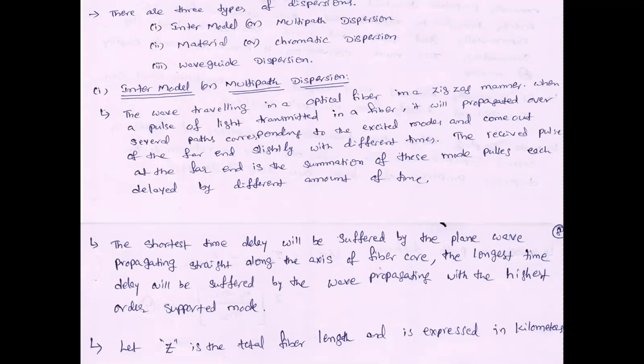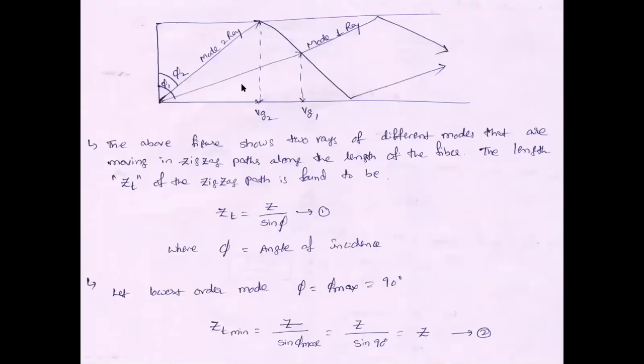So we have to assume that capital Z is the total length of the fiber in kilometers. Suppose this is the optical fiber cable core. Suppose a signal goes in a straight line, the shortest path. At that time we have to calculate the length of the signal. The second one is the longest one. Due to the zigzag manner, it takes more time from the transmitting to the receiving end. That is the longest one. The total length of the fiber is Z.